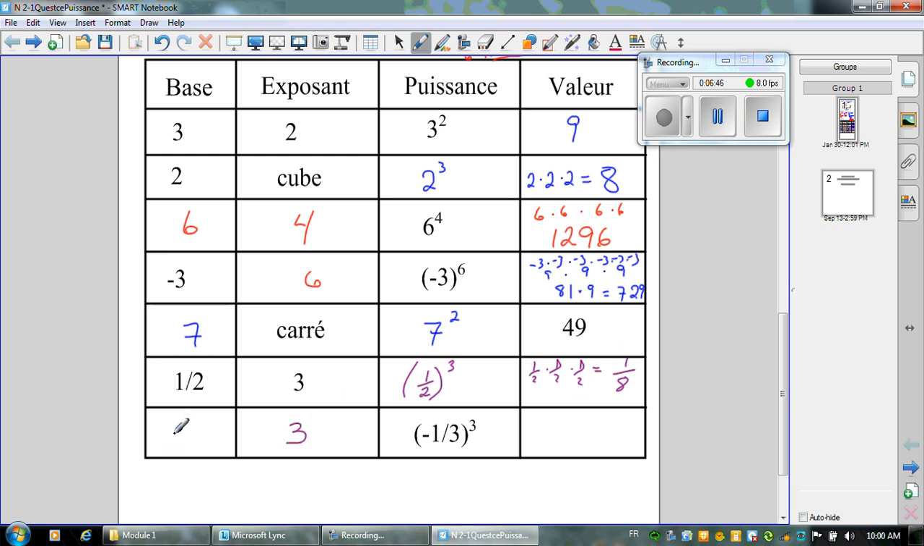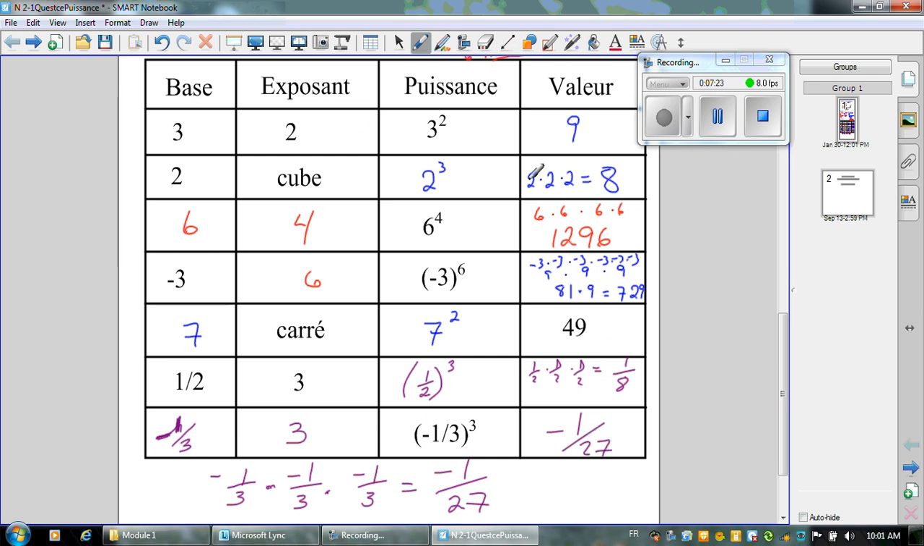So here the exponent is 3, base is -1/3. So for the value, it's -1/3 multiplied by -1/3 multiplied by -1/3. So -1 times -1 times -1. This is +1, so it's going to give me -1 for the numerator. 3 times 3 is 9. 3 times 9 is 27. So the answer would be -1/27.